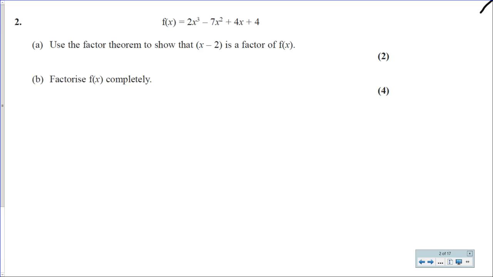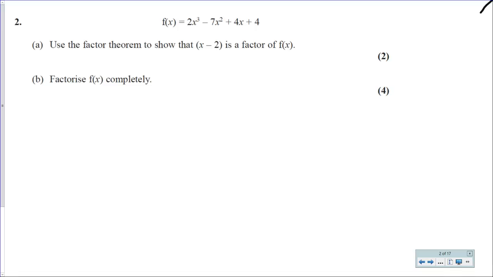So we've got 2 marks, but now we need to get the other 4, and to do that we need to factorise f of x completely. So we already know one of the factors, so we're going to need to find the other factors. Now what we're going to do is 2x cubed minus 7x squared plus 4x plus 4 divided by x minus 2.